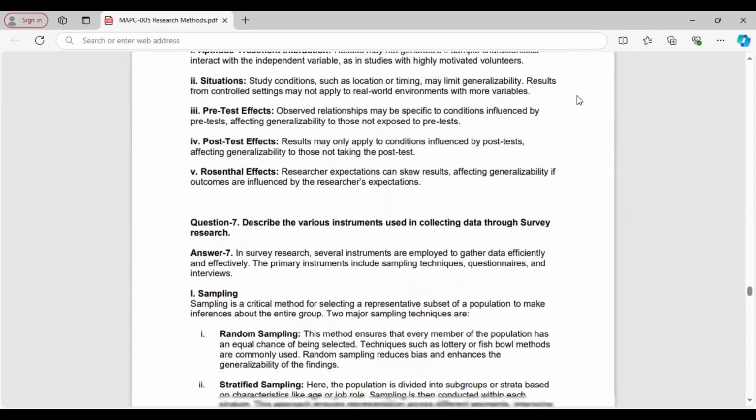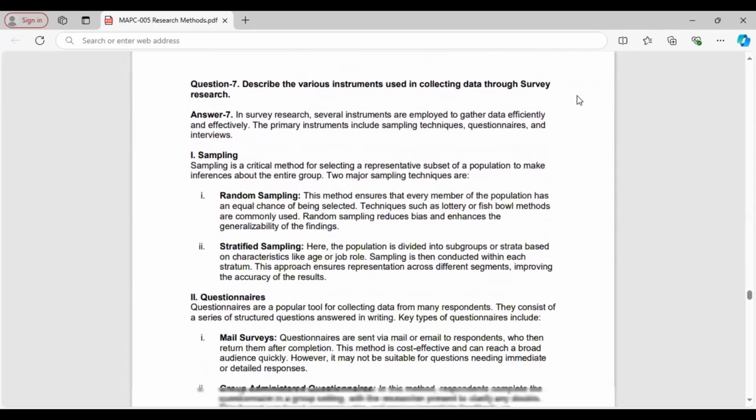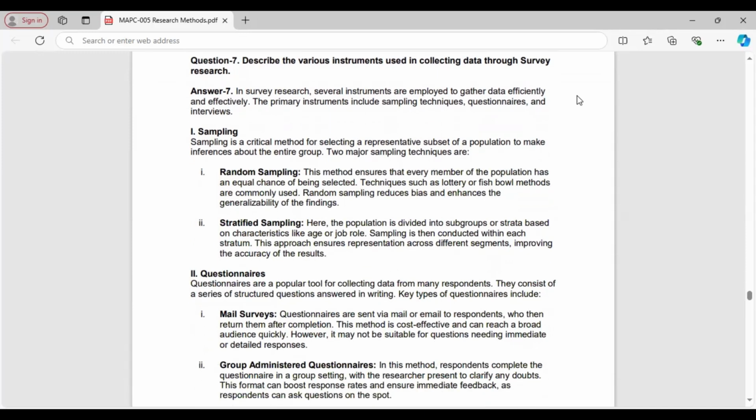Question 7. Describe the various instruments used in collecting data through survey research. The various instruments are utilized to collect data efficiently and it includes sampling techniques, questionnaires, and interview. Let's start with the first one, sampling techniques. Sampling is vital for selecting a representative subset of a group or population to make inferences about the entire group or population.